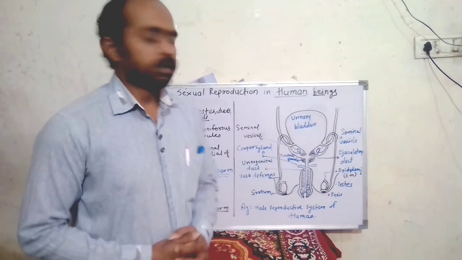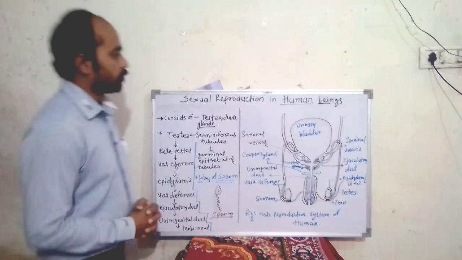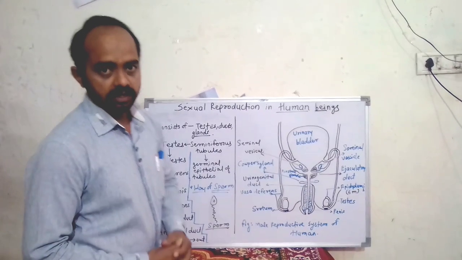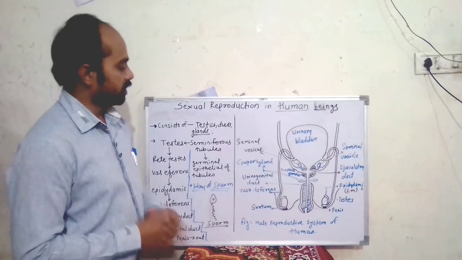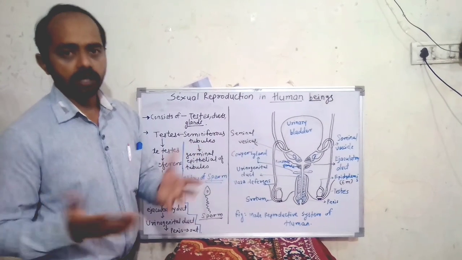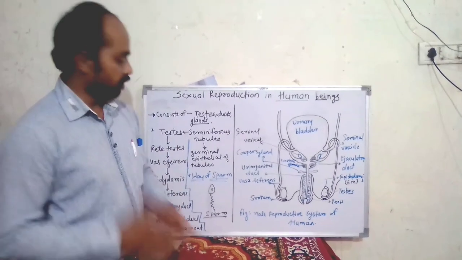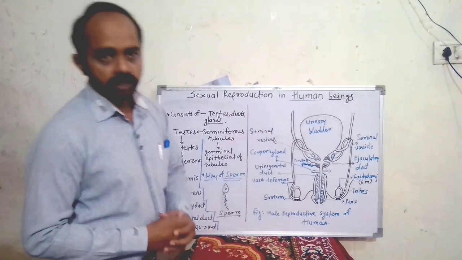Hello students, today in our video we will see about sexual reproduction in human beings, and the first part of the topic is the male reproductive system of the human. In the last video we learned about sexual reproduction in plants. So today we will go through the male reproductive system of the human.